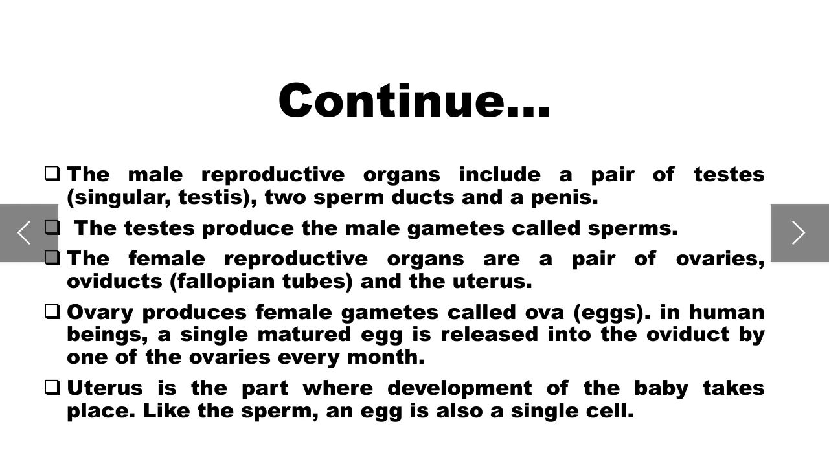When the sperm enters the uterus, it fertilizes the female egg and then zygote formation occurs and the embryo develops and a new generation is produced.